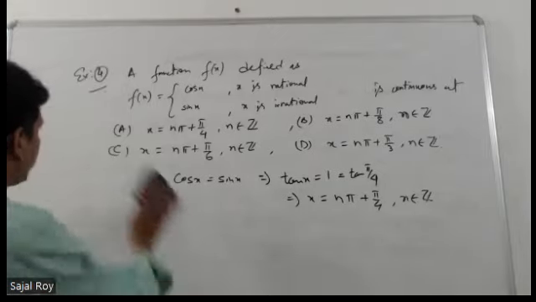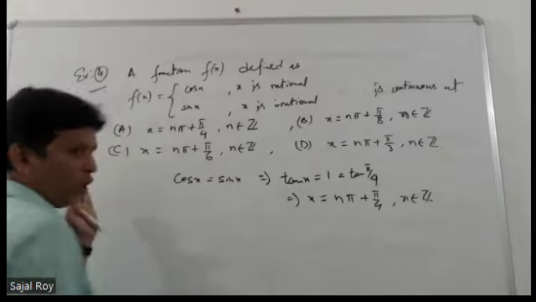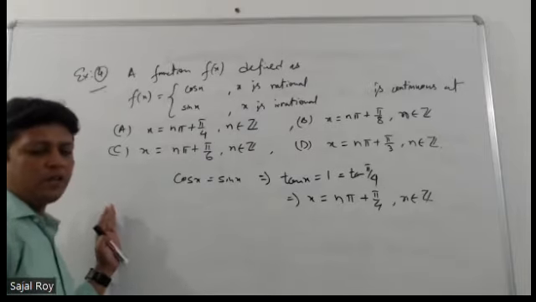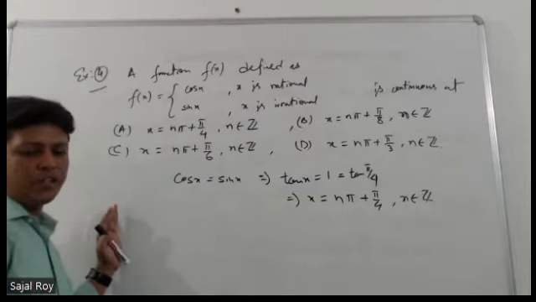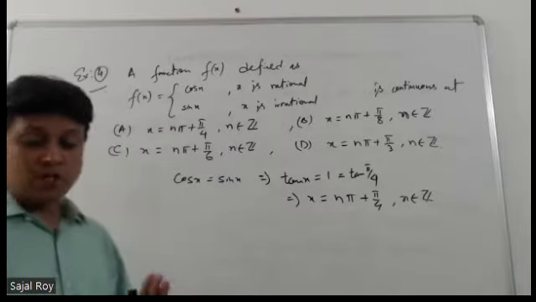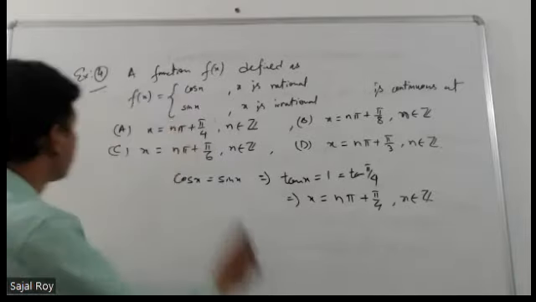Okay, so after solving these three or four rational-irrational problems, I hope the rational-irrational concept is clear, and it's based on the density property of real numbers.